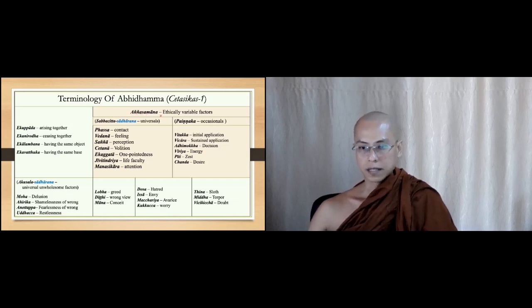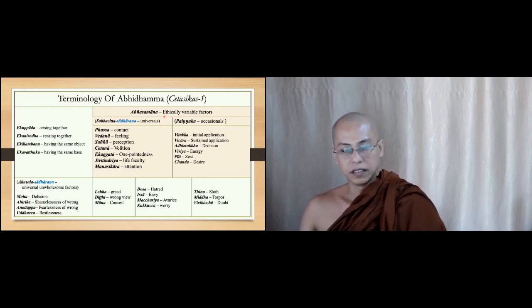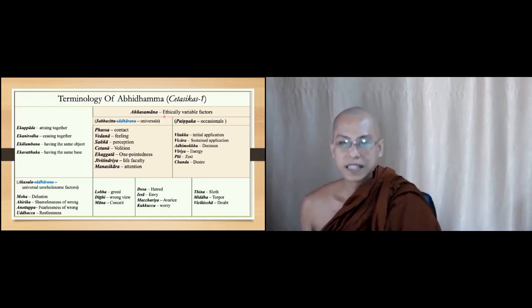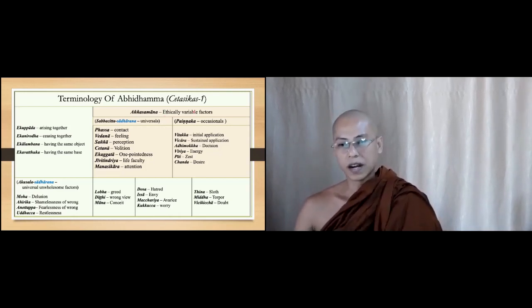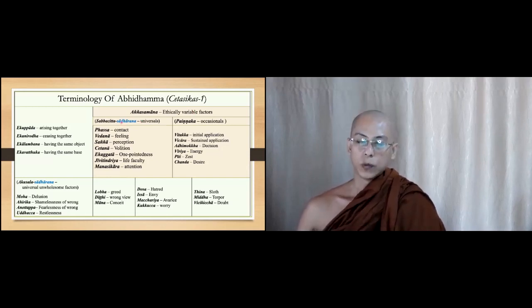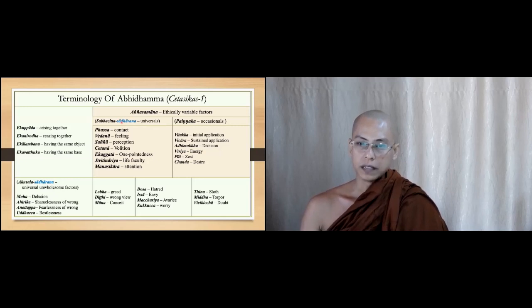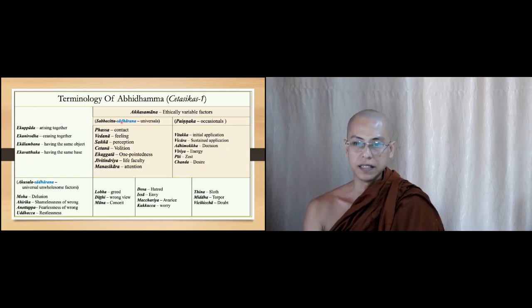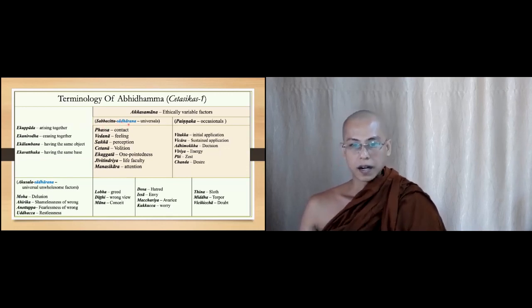Then when we see the classification of Cetasika, we will find the first class is called Annasamana, so ethically variable factors. Don't worry about the usage in Pali and understanding what these are. They just introduce the terms. When we study them in the specific chapter, you can come here and check the meaning easily. Sabbacitta sadharana is universal, and Pakinnaka is called occasional.